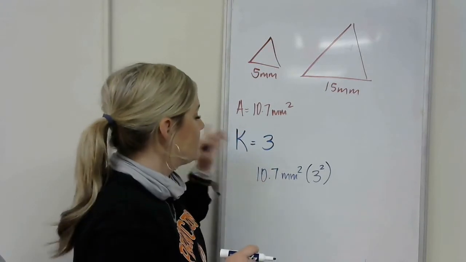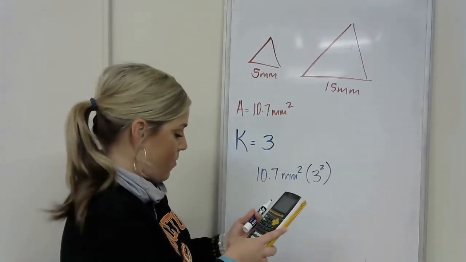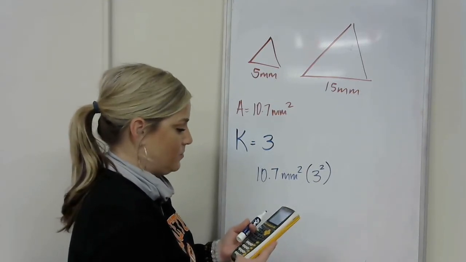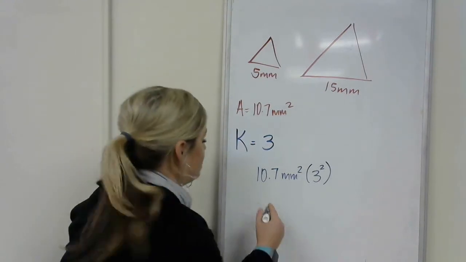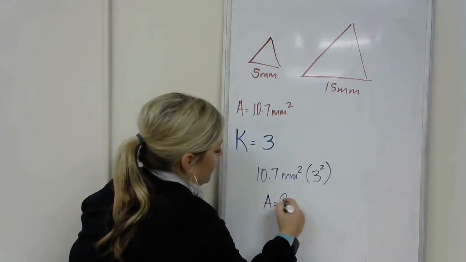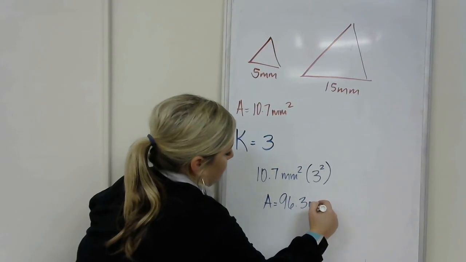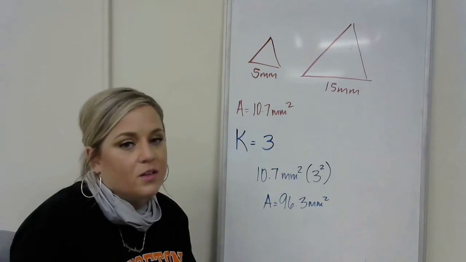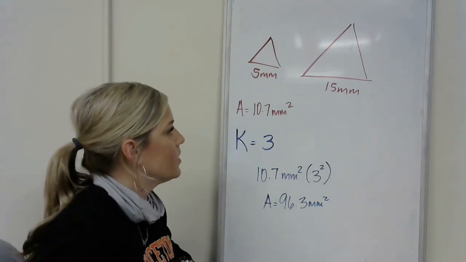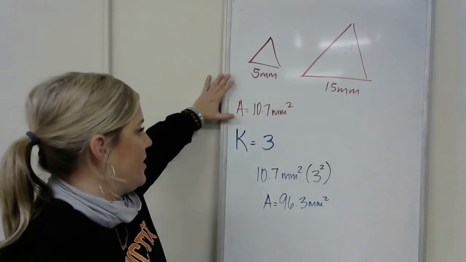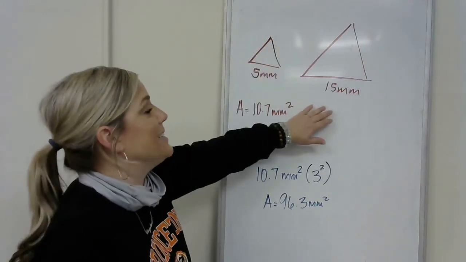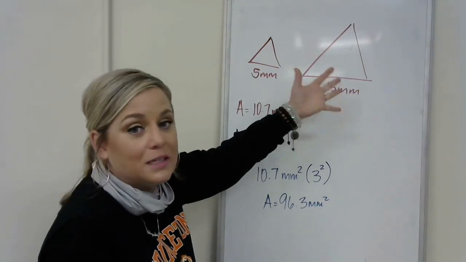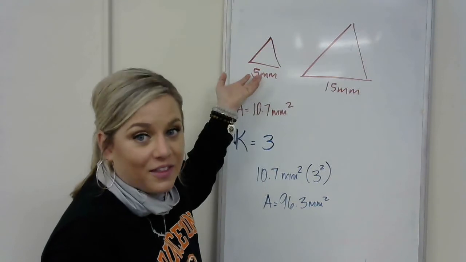Okay, so in your calculator, type in 10.7 times 3 squared, and you should get 96.3 millimeters squared. Now you can use your common sense on this, because if you know that this area is 10.7, you know this has got to be bigger than 10.7, because this figure is obviously greater in size than this one.